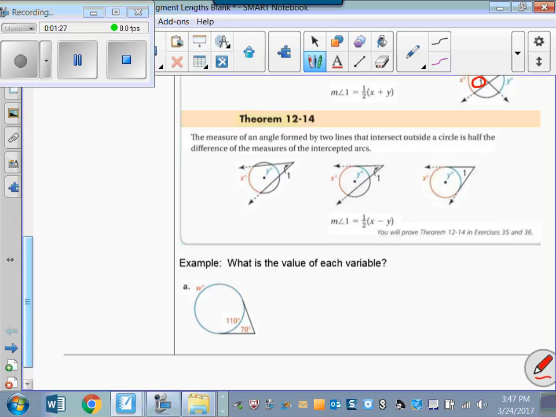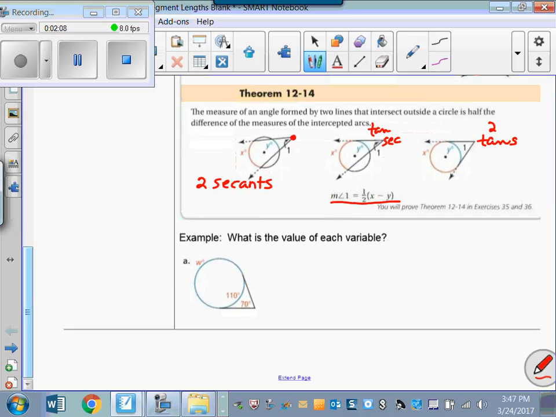Well, we got 3 cases of that. Right here we got 2 secants, and you see their point of intersection is outside the circle. And right here we have a tangent and a secant still intersecting outside the circle. And right here we got 2 tangents. But anyway, you're going to figure out the measure of that angle the same way for all 3 of these cases. When the intersection is outside the circle, the measure of the angle is 1/2 the difference of the 2 intercepted arcs. So let's see how that's going to play out when we start to solve problems.